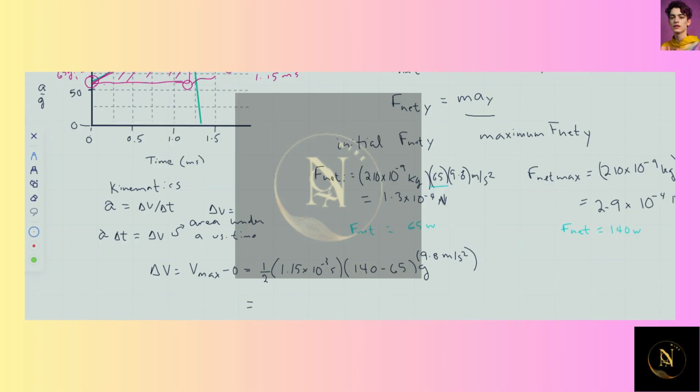And I will do one more check on my numbers, but it is pretty impressive for this little thing. I'm getting a little bit over 40 centimeters per second, 0.42 meters per second. Yeah, and that's pretty impressive for a little flea.